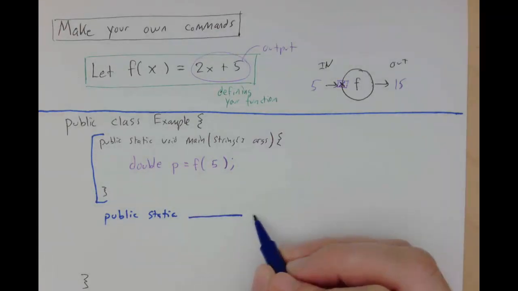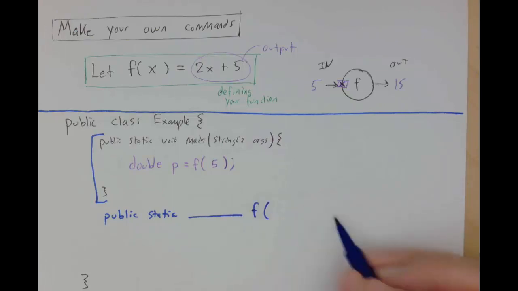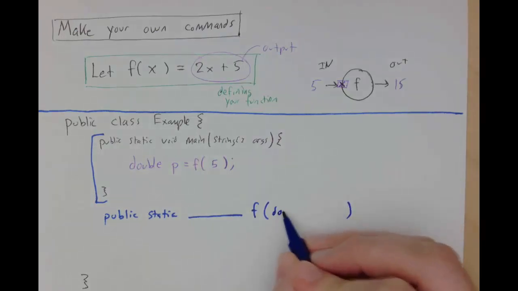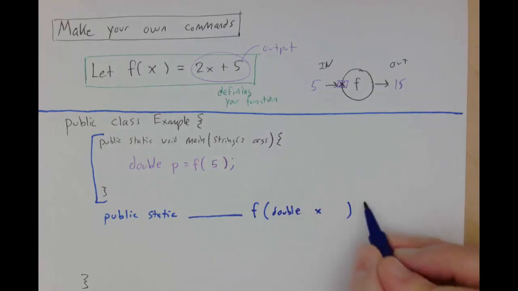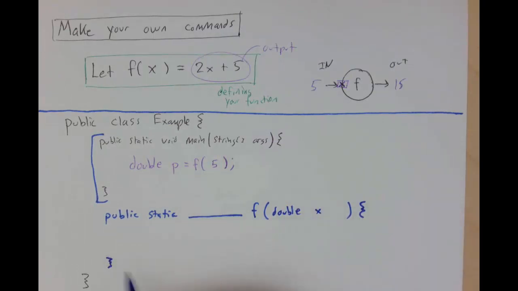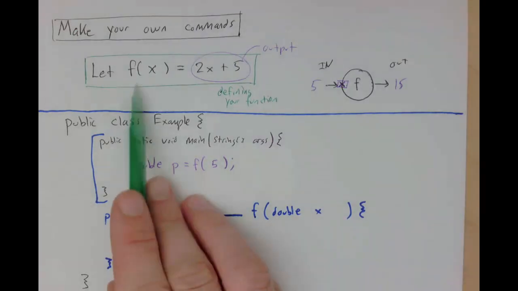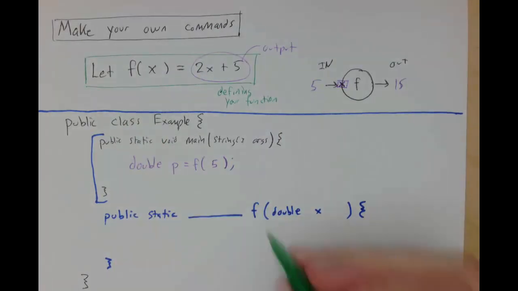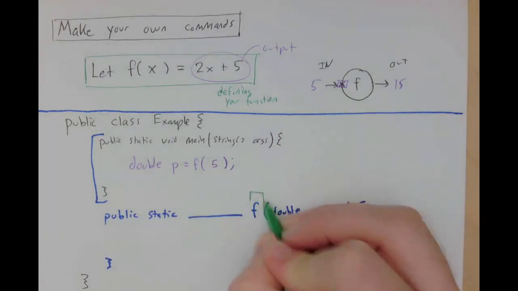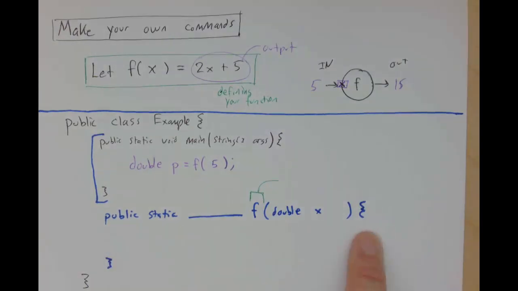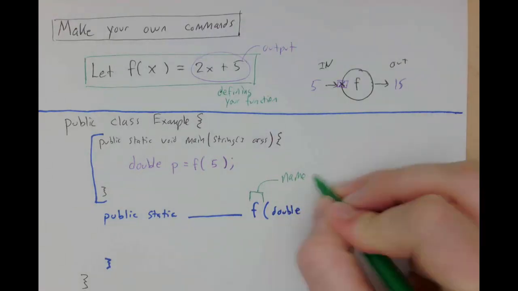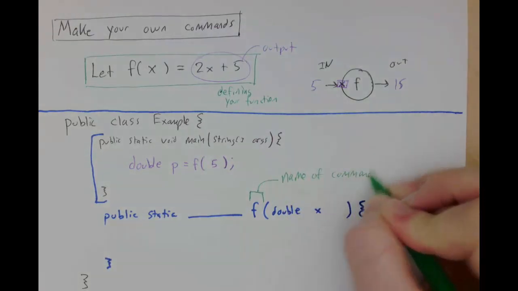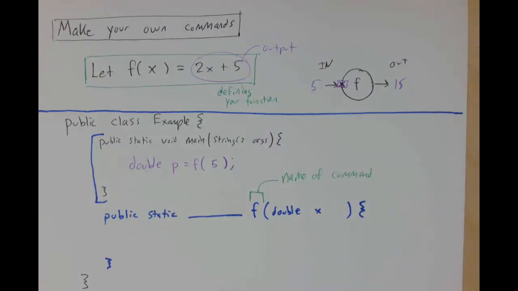And then you have f. And then you have parentheses. And then I'm going to say double x. And then I'm going to have an opening brace and a closing brace. Okay, so just like the mathematical definition up here, f is the name of the command. And in Java, whenever you're defining a command like this, whatever word you put right before the parentheses is the name of your command. By the way, you probably heard me say this already. In Java, commands are called methods. So this is called a method.